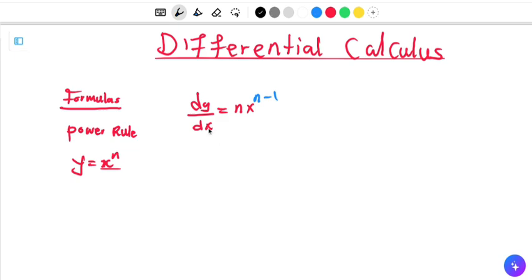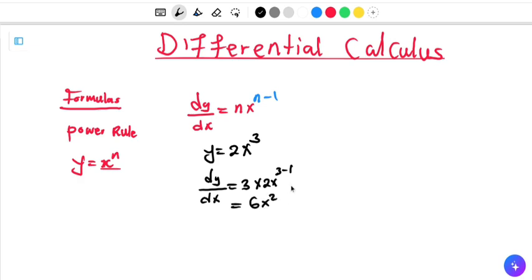An example. Let's say you have been given y equal to 2x to the power 3. You're finding dy/dx. So here, this power is going to multiply with the base. So it is 3 multiplied by 2x to the power 3 minus 1. So what are we going to have? We are going to have 6x to the power 2, since 3 minus 1 is 2. So this is our final answer for dy/dx using the power law.